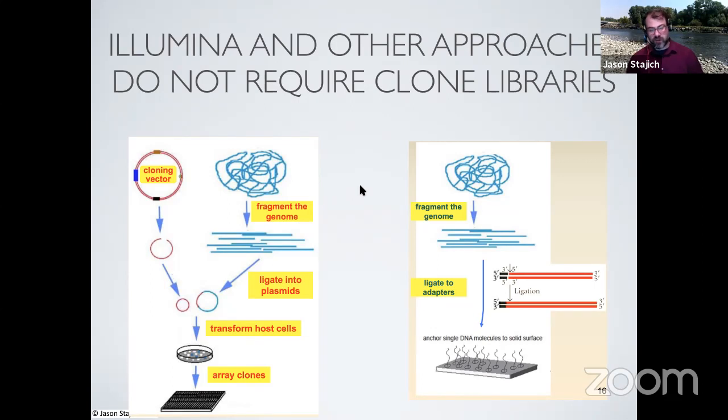But Illumina, on the right-hand side, is one strategy that doesn't even require that intermediate stage of putting things into plasmids, because one, we have PCR, so we can amplify what we have, and two, we can sequence it so cheaply that it doesn't matter if we're sequencing something again and again; the costs are pretty low. So that's the advantage there.